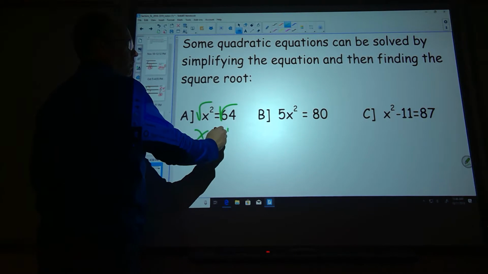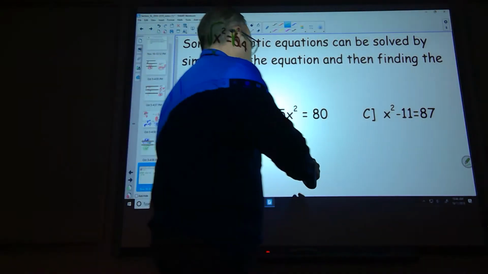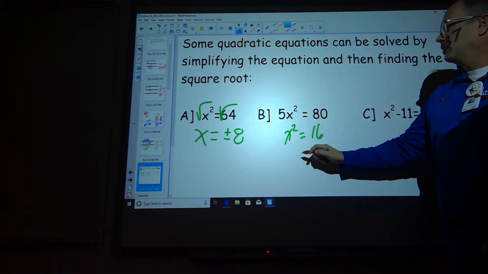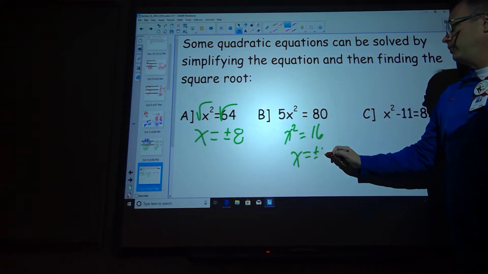Root x equals plus or minus 8. Divide by 5. What is that? 16. So x equals plus or minus 4.